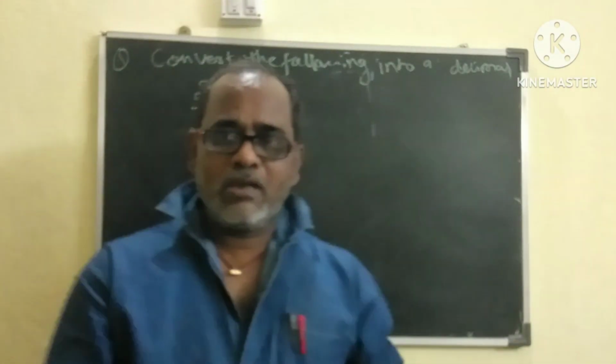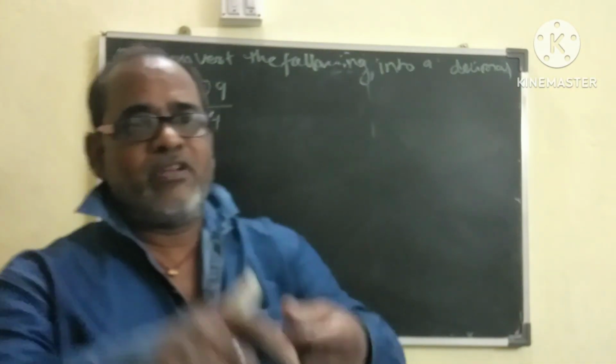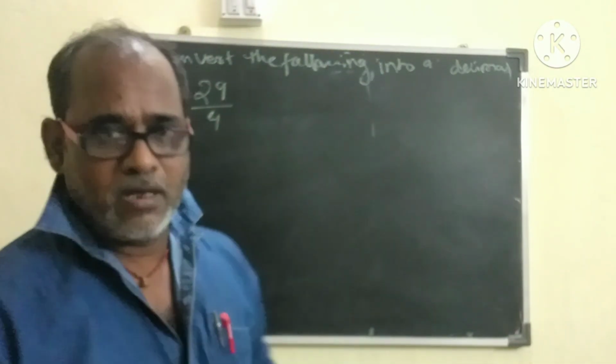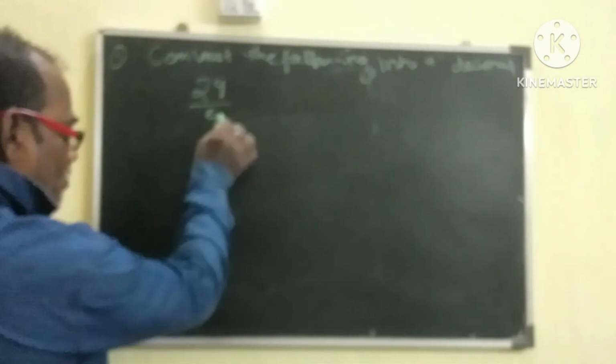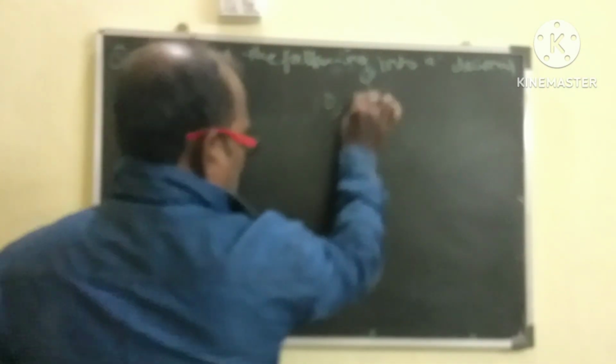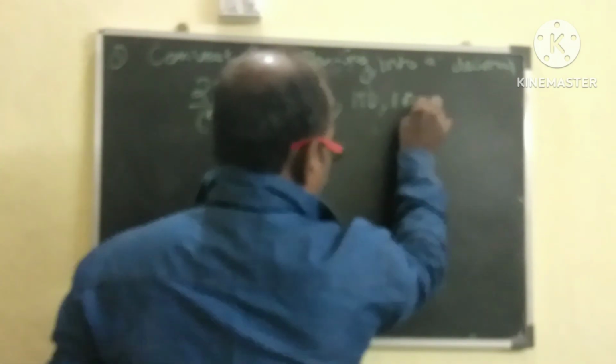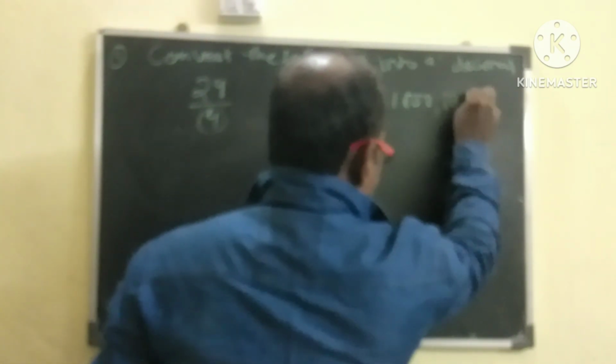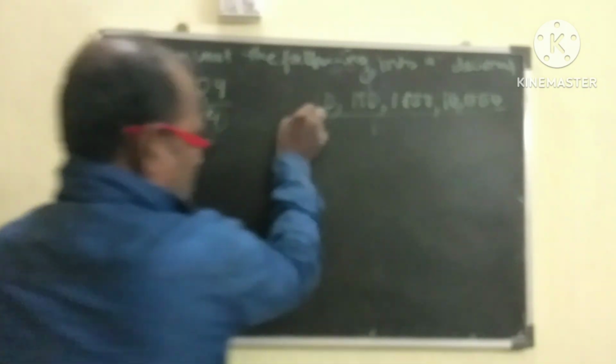As you are in standard 6, you don't have any recurring decimals. So always try to make the denominator in tens or hundreds or thousands or 10,000s. This will be your first step.